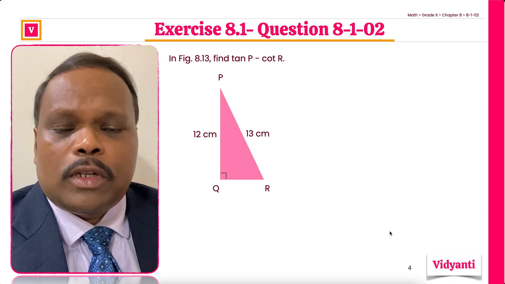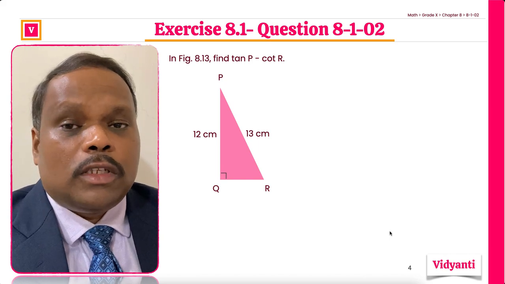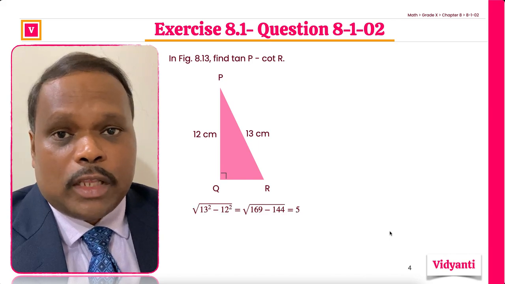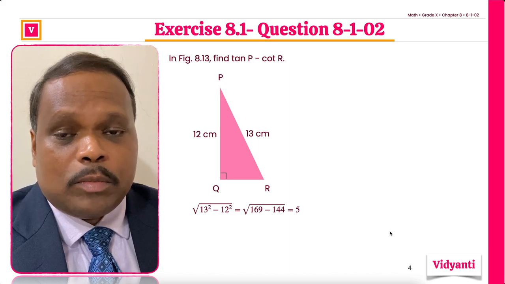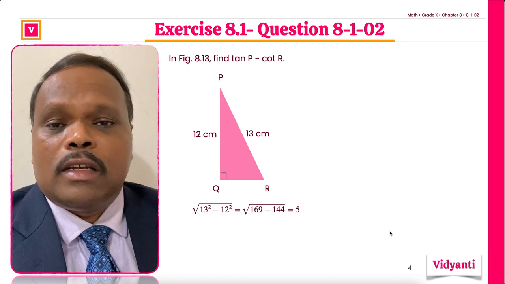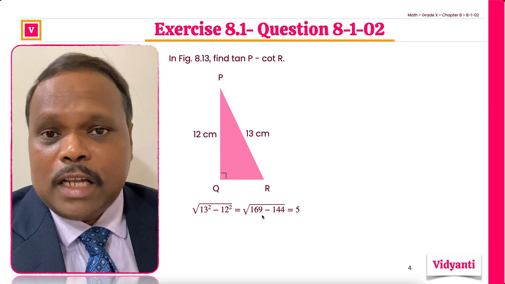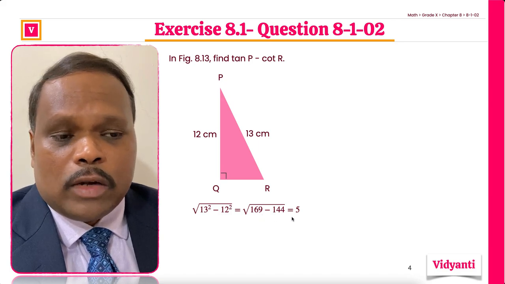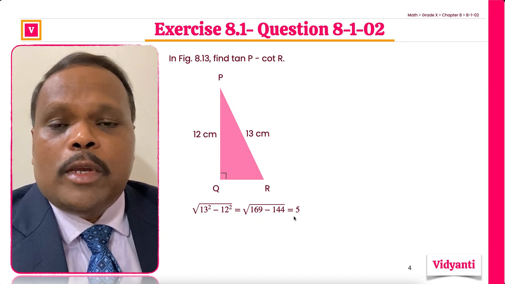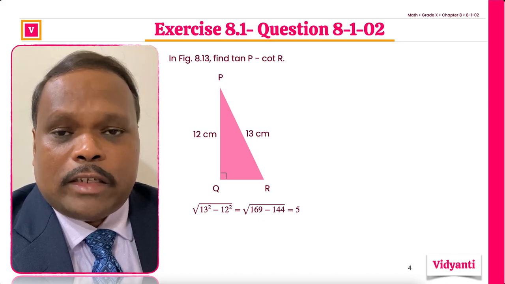Remember, in a right angle triangle, any two sides are sufficient to find out the third side. Here we can use the Pythagoras theorem and find the non-hypotenuse side as the subtraction of squares, and then take the square root. So this will be the square root of 13 squared minus 12 squared. That will come out to be 169 minus 144, and then everything under the square root will come out to be 5.